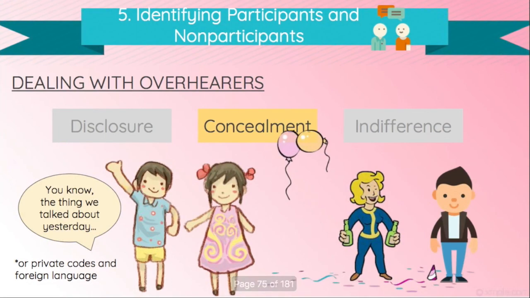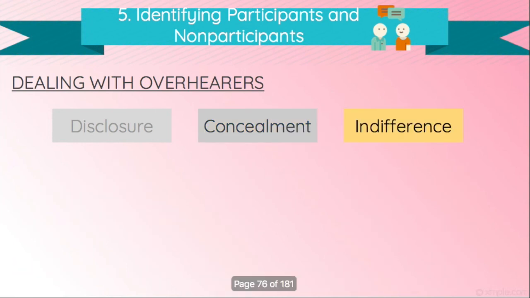You could also use concealment. You could use private codes or a foreign language. For instance, you know the thing we talked about yesterday, without explicitly saying what that was. Or you could just use indifference, not care at all that the overhearer can hear your conversation and just continue on.